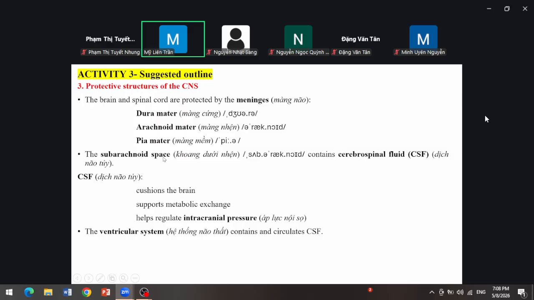The subarachnoid space contains cerebrospinal fluid, CSF.